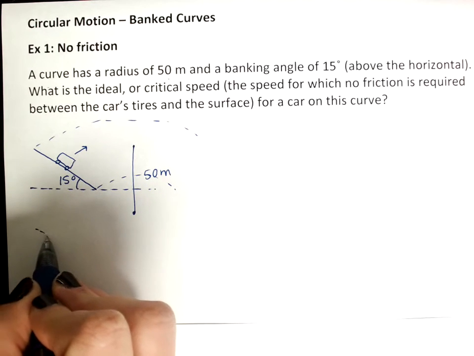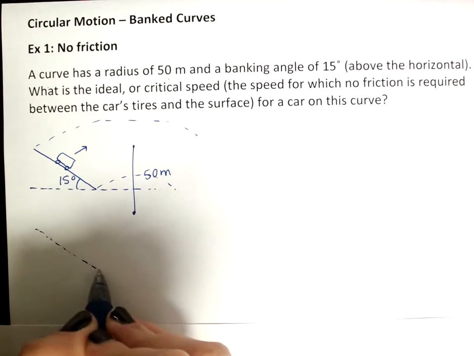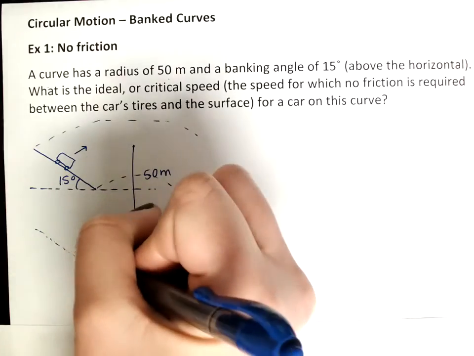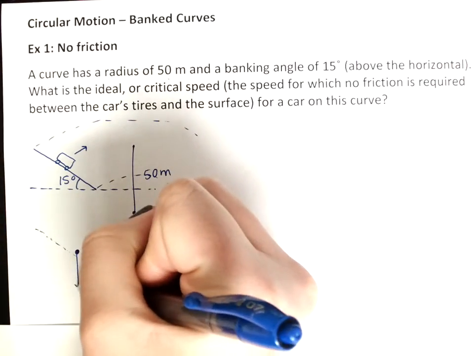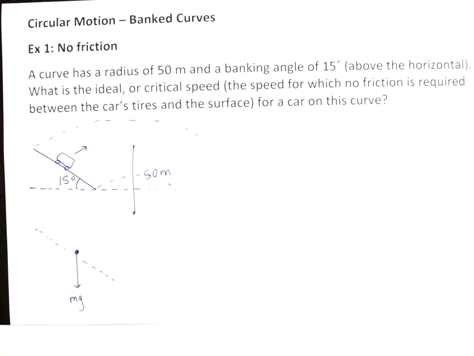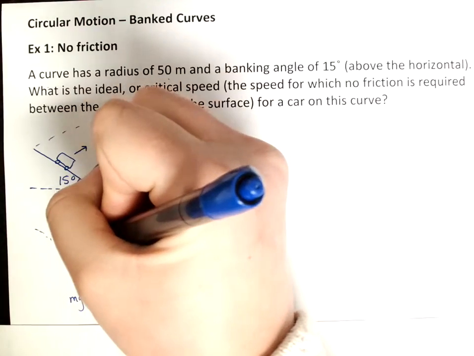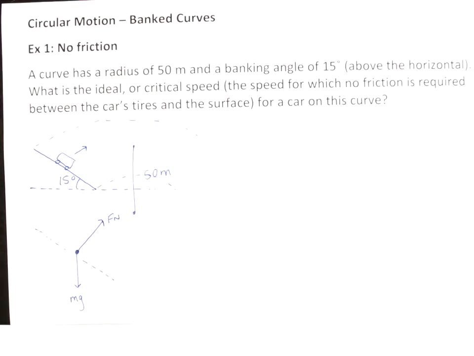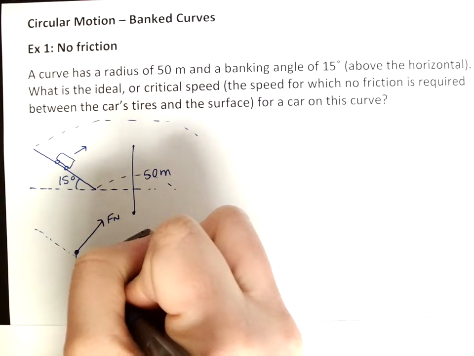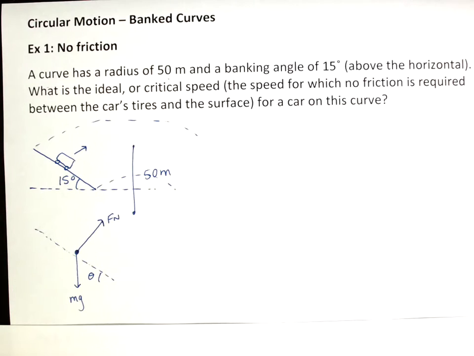I'm going to redraw my embankment one more time so you guys can see it. So there's my car. We have mass times gravity pulling the car down. We have the normal force perpendicular to the surface. And that's it. This is the ideal case, no friction.